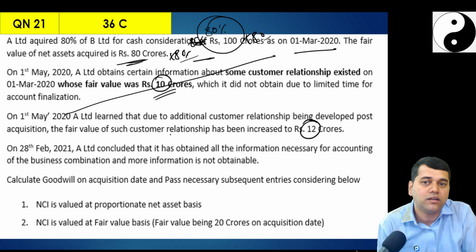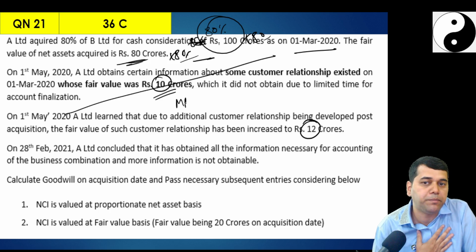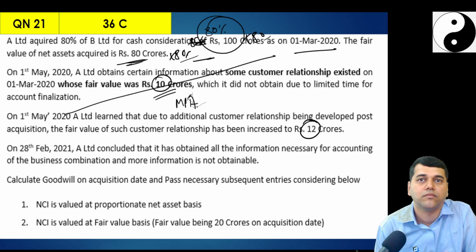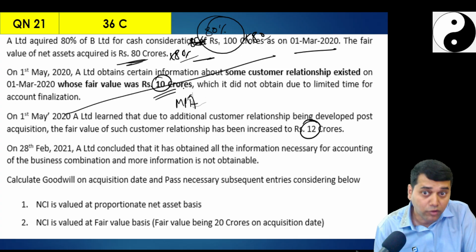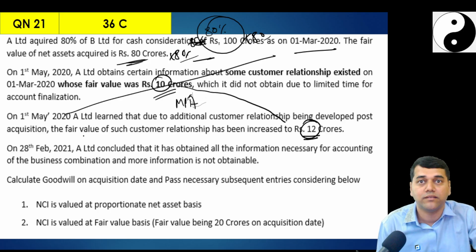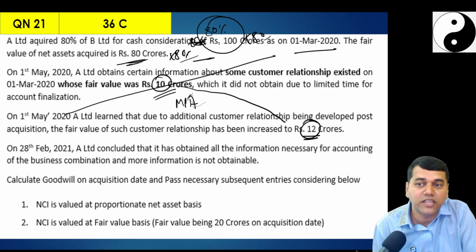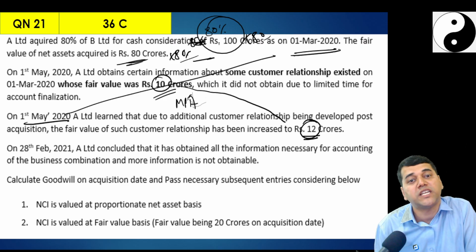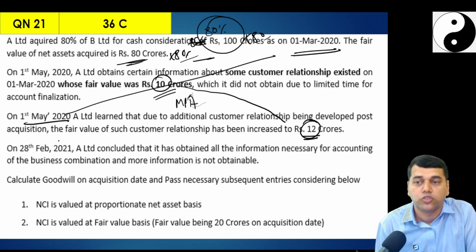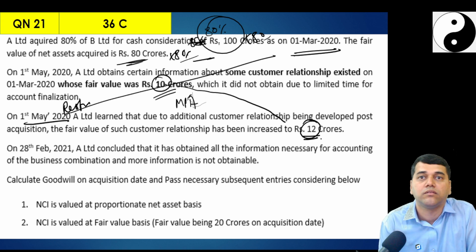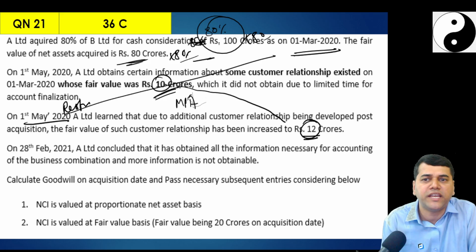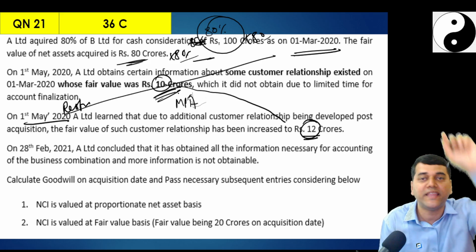Now later I will come to know. So this is a measurement period adjustment. I would have recorded 10. On the same day, I came to know that actually this is 12, when on 1st May this is 12. On 1st March 2020, how much? 10. So today, when I pass the retrospective entry, will I pass for 10 or 12? I have to pass for 10. Why? Because this was existing on that day.